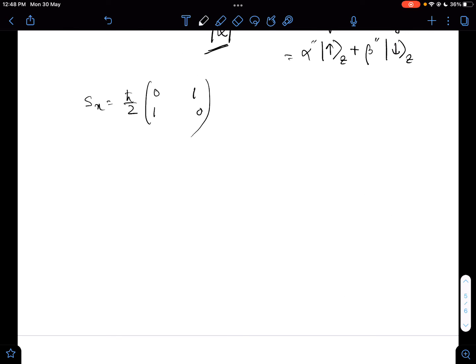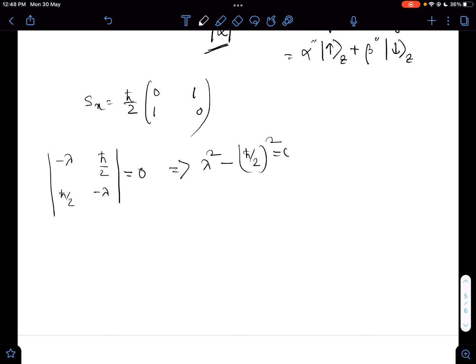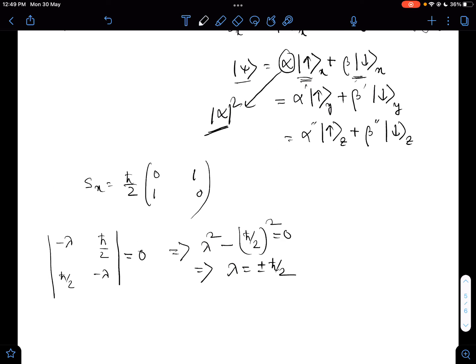Now to find the eigenstates, first we have to find the eigenvalue. So what will be the eigenvalue? We have the matrix with minus lambda, h cut by 2, h cut by 2, minus lambda. If lambda is the eigenvalue, then it will satisfy this equation. So from here we have lambda square minus h cut by 2 squared, so our eigenvalue is plus minus h cut by 2. If we measure Sx, we will either get h cut by 2 or minus h cut by 2.